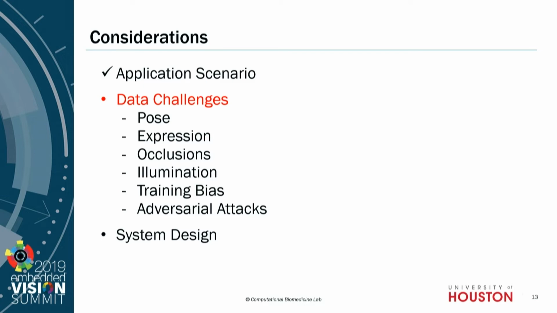Will your subjects assume different expressions? Will they have any occlusions, either because they are outdoors or because they are wearing specific items that are customary in the country that you are deploying your system? What are the illumination conditions? Do you have to worry about training bias when you select an algorithm that is trained on one type of data, but you want to try to deploy it on a different population?